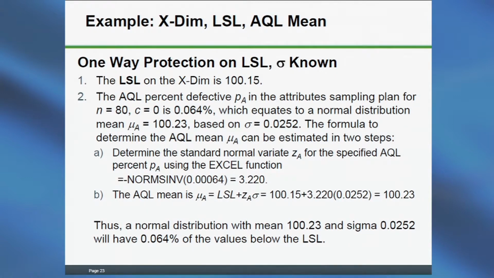So basically, the k-value that we're going to use as protection for AQL is 100.23. A normal distribution with a mean of 100.23 and a sigma of 0.0252 will have 0.064% of the values below the lower spec limit.